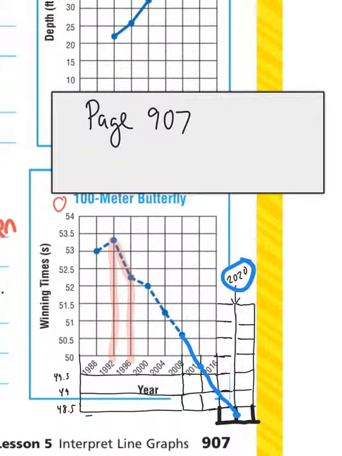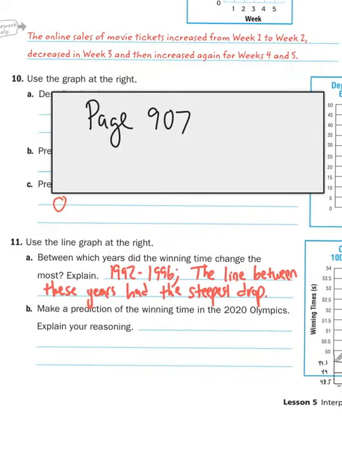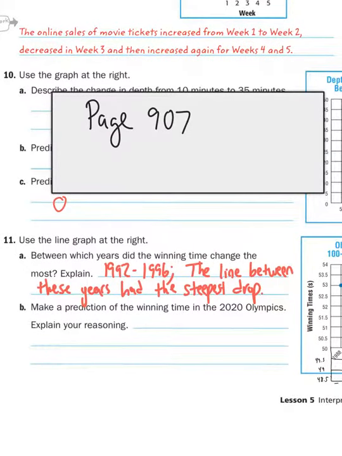And that's 2020. Now to make my prediction, I notice if I go all the way over here, this is 48.5. If I went down to the next one, it would be 48. So somewhere around 48, and this is winning times in seconds. So my prediction is going to be, if I go back over to the right, it says make a prediction of the winning time in the 2020 Olympics. So I'm going to say 48 seconds. And now I'm going to explain my reasoning.